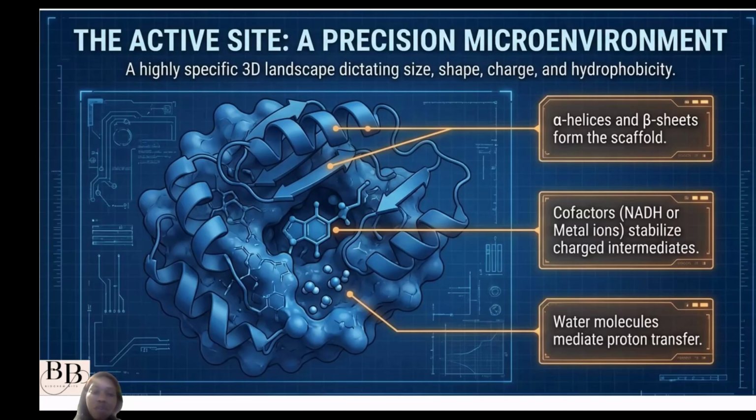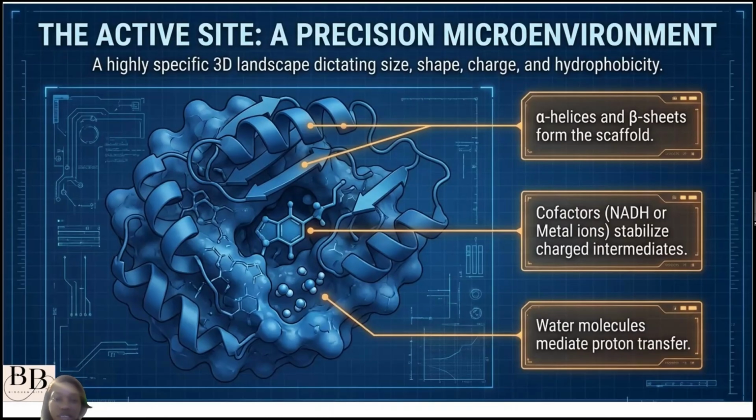Looking at the precision microenvironment of the active site, it is based on the size, the shape, and, as I mentioned, the charge and the hydrophobicity alignment between the active site and the substrate itself. This is dependent sometimes on the alpha helix and beta sheets that form the scaffold of the enzyme active site, and sometimes on the presence of cofactors like NADH and some metal ions, as well as sometimes the presence of water, for the biological reaction to progress.